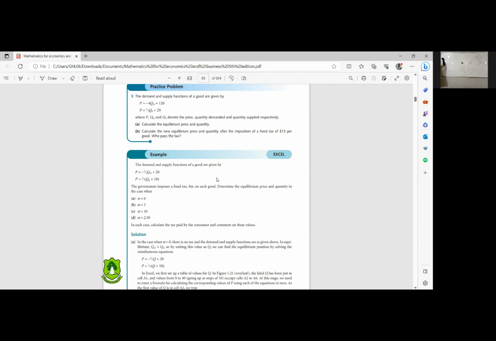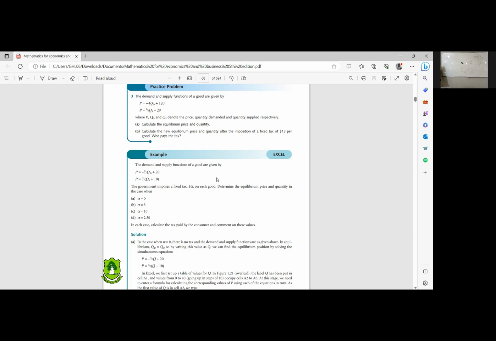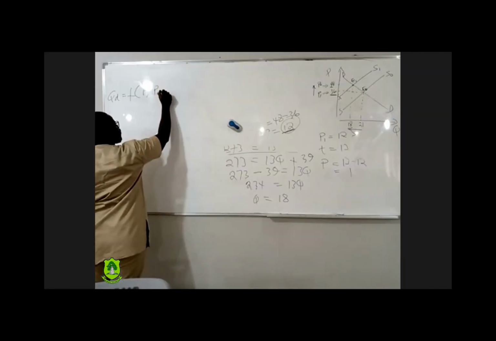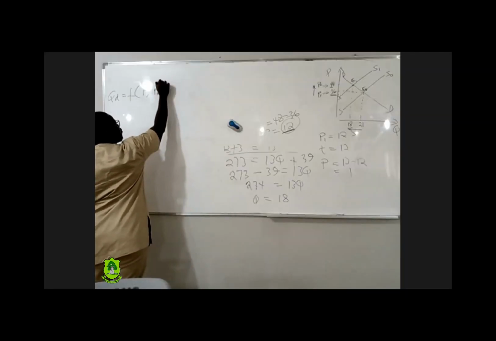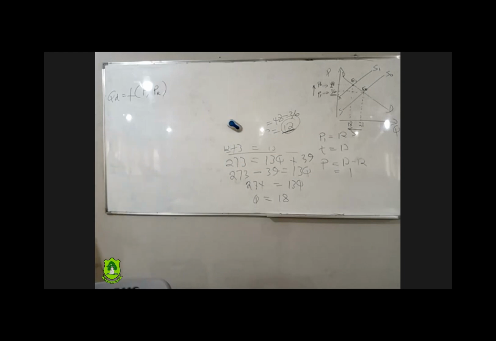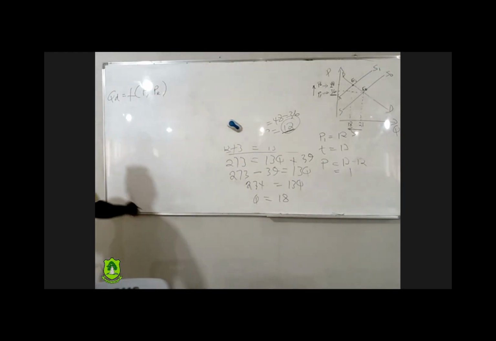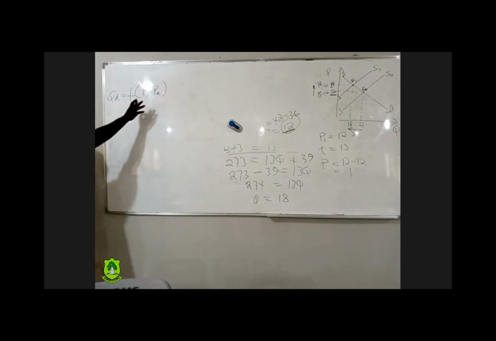Remember, we said that quantity demanded is a function of price, and the price of other related goods. I want to keep this one here, but we also have income and the rest. Here is a demand function being a function of the price of that particular good and the price of a related good.